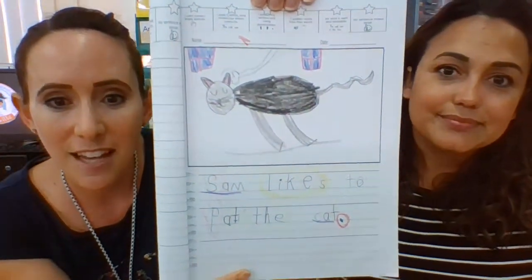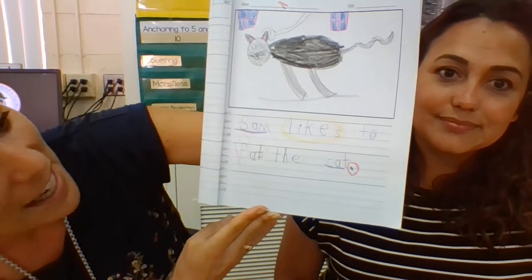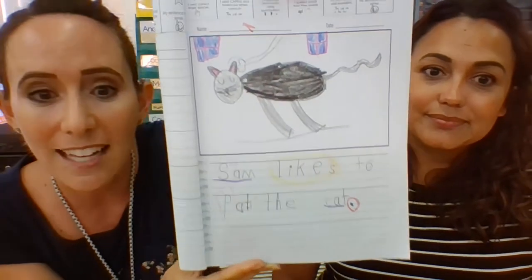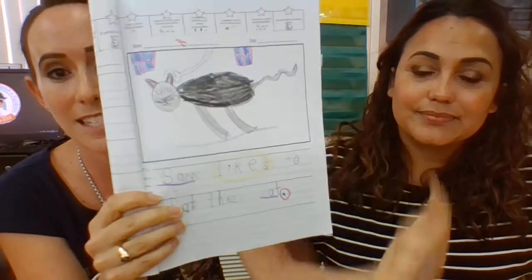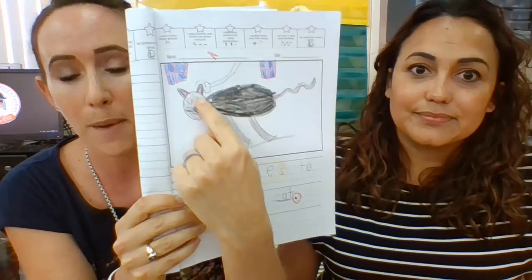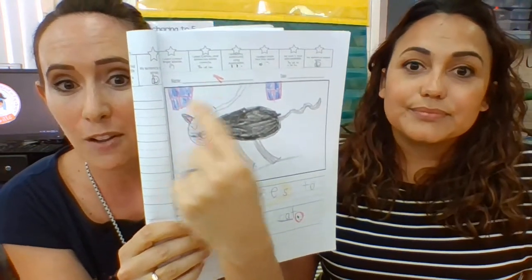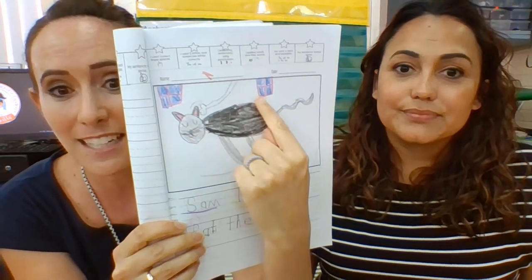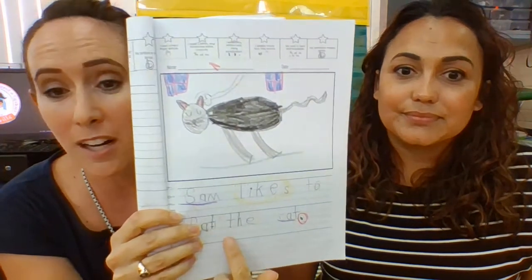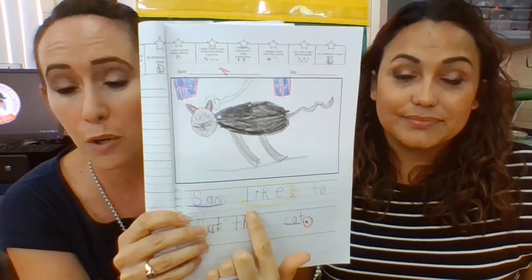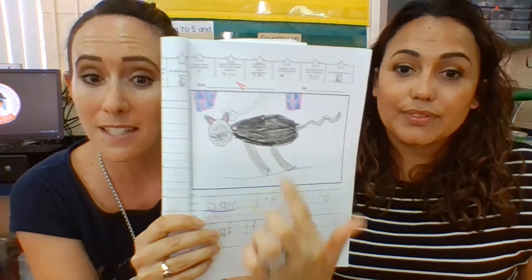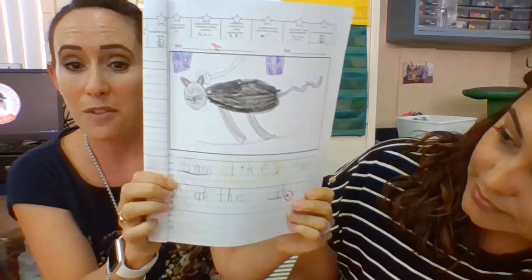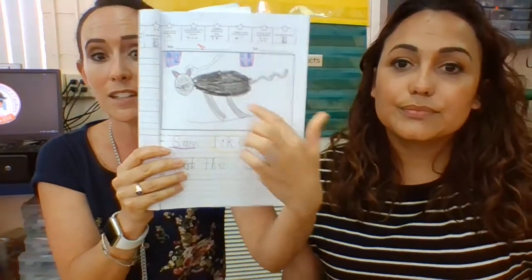But here is an example. This says, Sam likes to pat the cat. And you can see that he did expand this. Here's an arm patting the cat. He added detail. There's windows wherever this cat is. We talk a lot about how the picture matches the words and the words match the pictures because it does go together. So this is another phase where we're beyond labeling, but we're writing sentences.